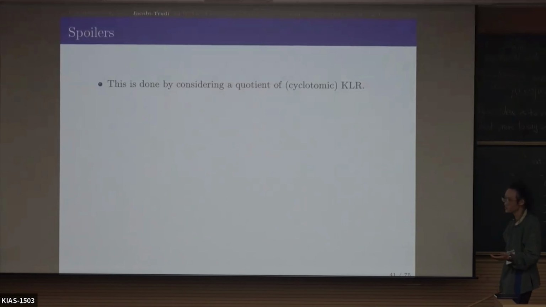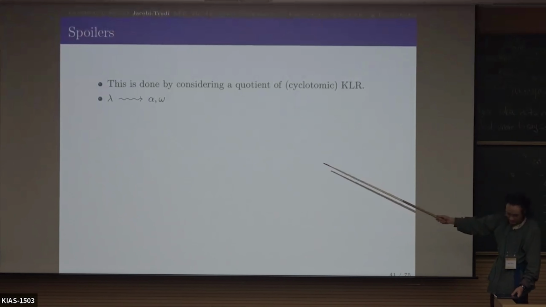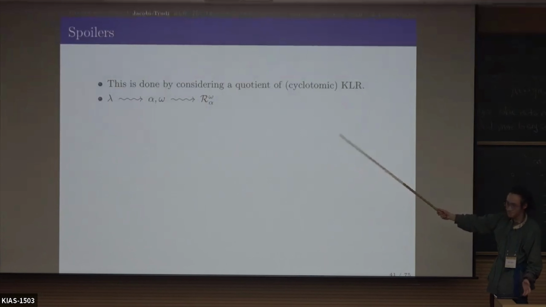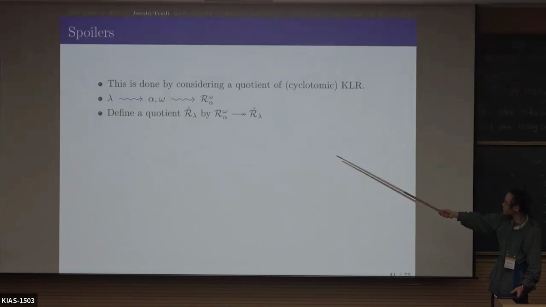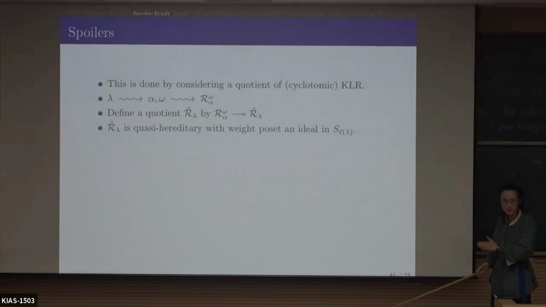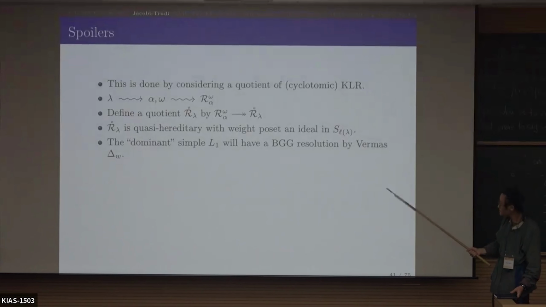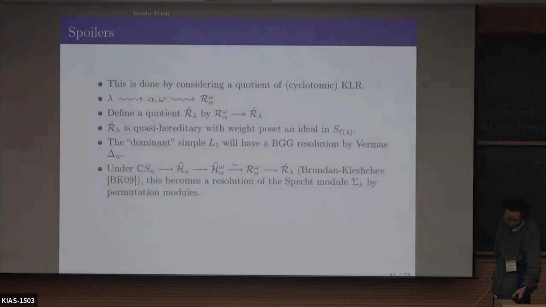The way we do this is by considering a quotient of cyclotomic KLR. You start with some lambda that you're interested in, the lambda for which you want to categorify the Jacobi-Trudi. You get out two pieces of information, some alpha and omega, some weights, and you construct some cyclotomic KLR from this. You further quotient this by killing some cells in the cellular structure, and it turns out this quotient is quasi-hereditary, and the weight poset is some ideal in the symmetric group. The dominant simple will have a BGG resolution by Vermas.